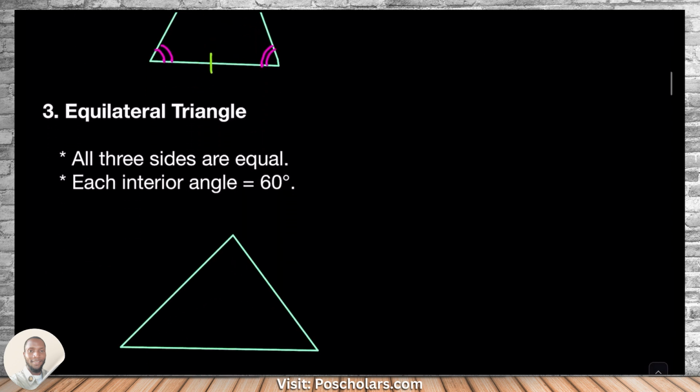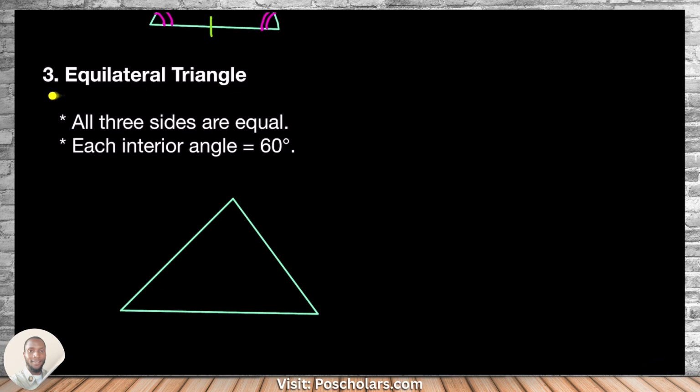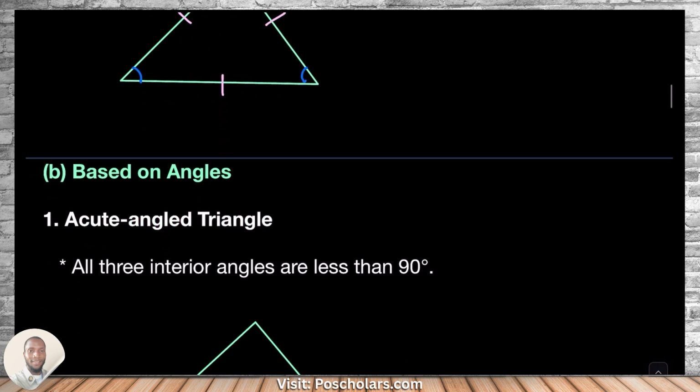Now another classification of triangle is equilateral triangle. The properties are: 1, all 3 sides are equal. 2, each interior angle is equal to 60 degree. This side is equal to this side and is equal to this side. That means if this side is 2 centimeter, this side also be 2 centimeter and this side also be 2 centimeter. Similarly, the angles are also equal. That means if this angle is 60 degree, this one also be 60 degree and this one also be 60 degree, because we already know that the sum of angle in a triangle is equal to 180. When you divide 180 by 3, each of these angles takes 60 degree. Now we are done with classification based on side.